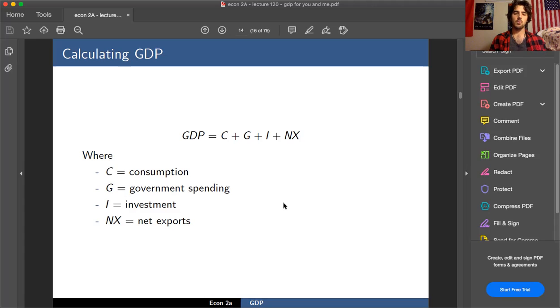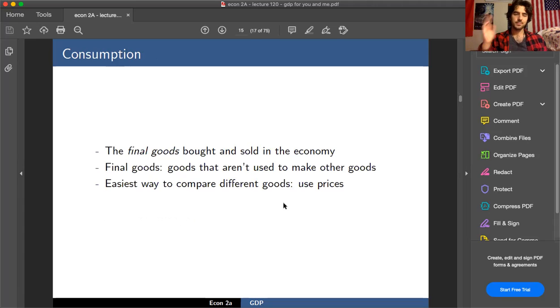I'll get into that more in depth later, so I'll omit that for now. But consumption, like I said, is the final goods bought and sold in the economy, like that couch, the $1,500 you spent on that couch in the store, brand new. You remove the label of final good or service from something the minute that you buy it. So it's goods that aren't used to make other goods. Like I said, you completely take out the component cost from, say, that iPod. And it's the easiest way to compare different goods.